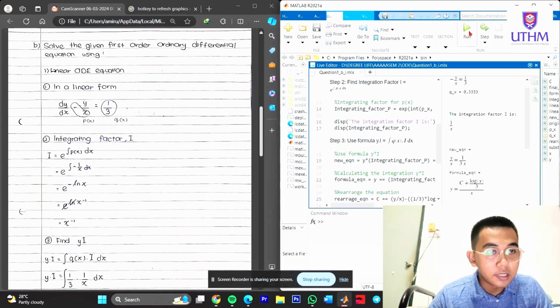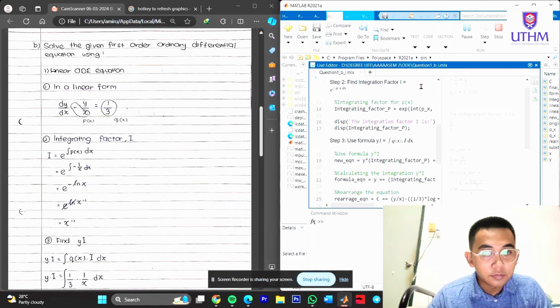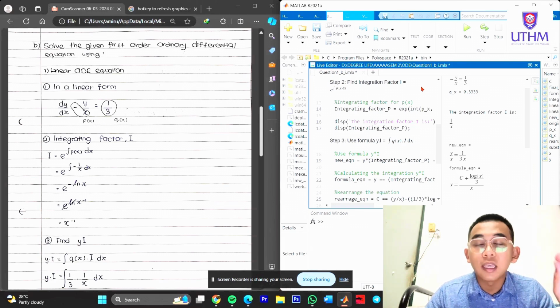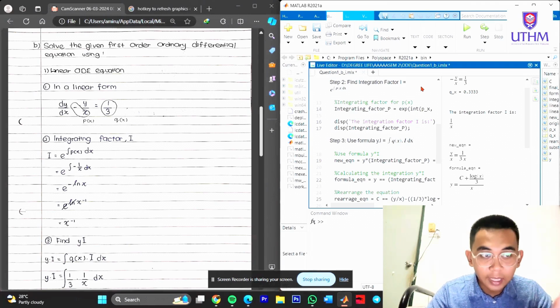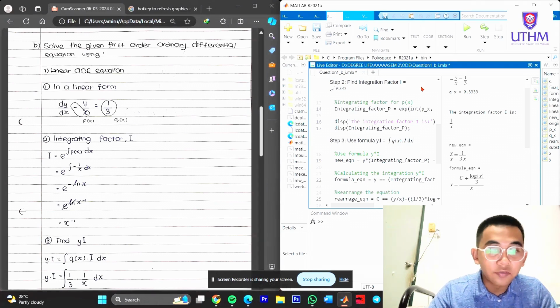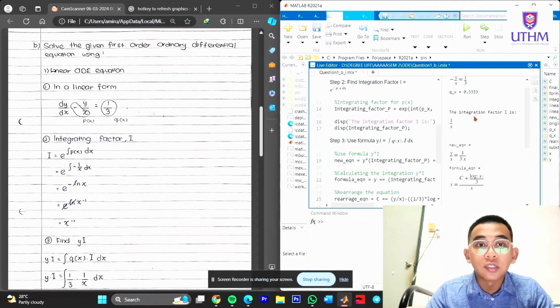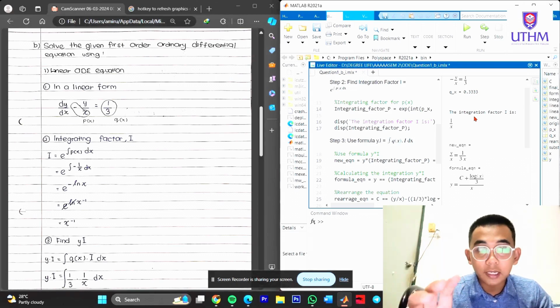So if we run here, as you can see on step 2, find the integrating factor, which is I equals exponent of the integration of px dx. We have inserted the values, so the integrating factor I is 1 over x. So we can see it is the same as the manual calculation.